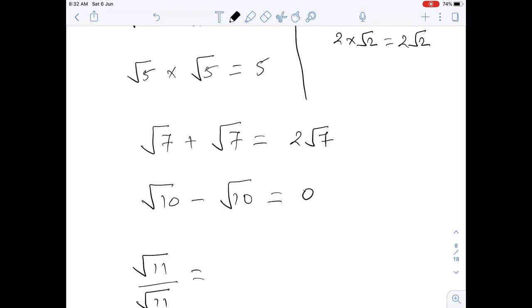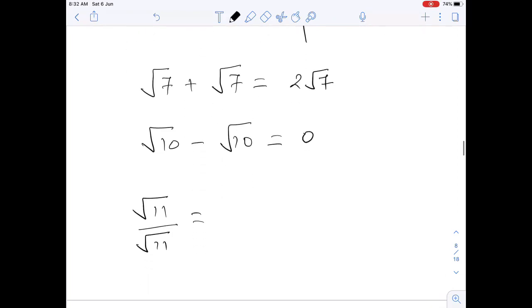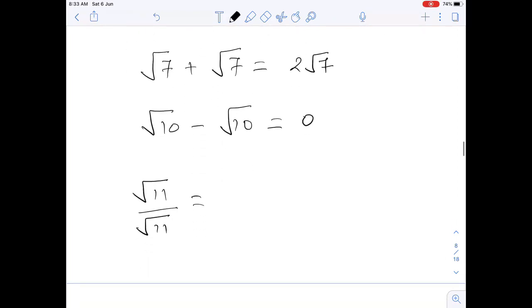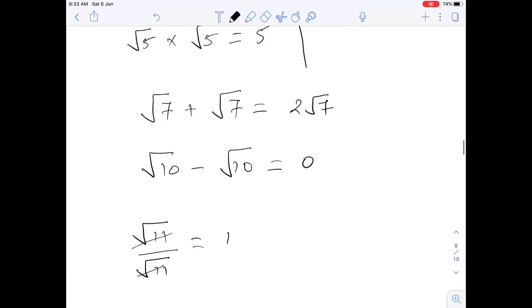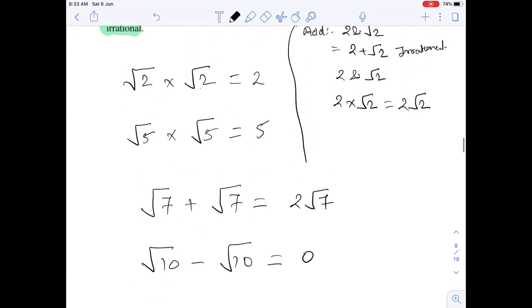Now let us proceed further. What happens when two irrational numbers are divided? Here we have root 11 in the numerator, and in the denominator also root 11. They are the same number, so we can directly cancel them. Our answer will be 1. Now let us proceed further and try to solve some more examples based on this topic.